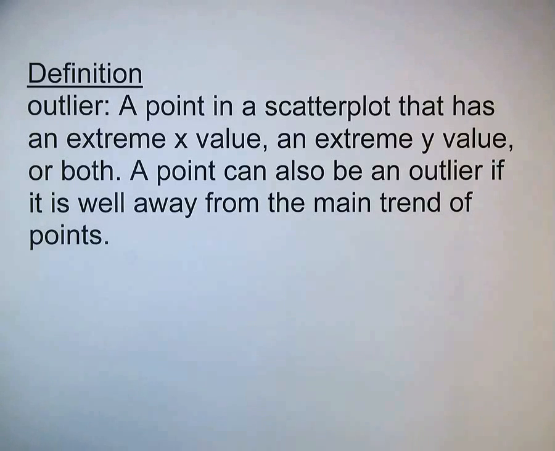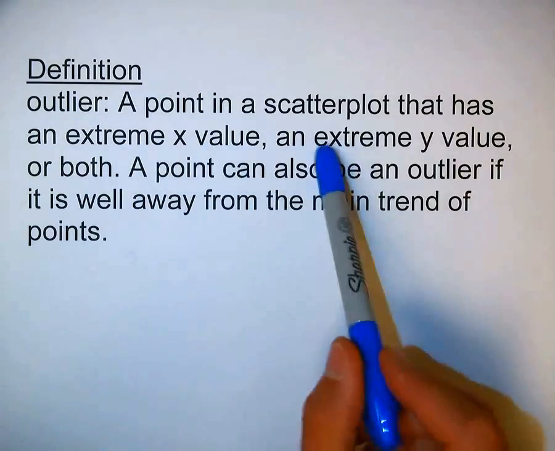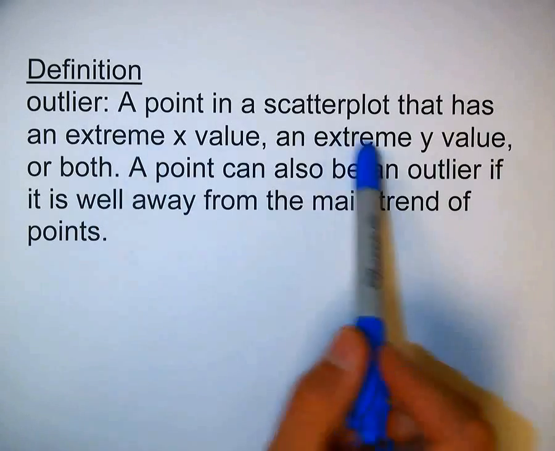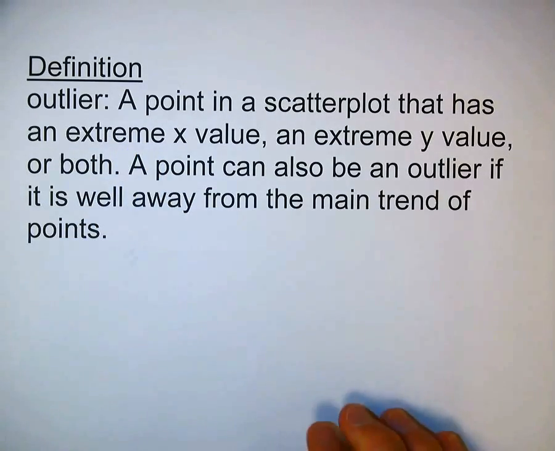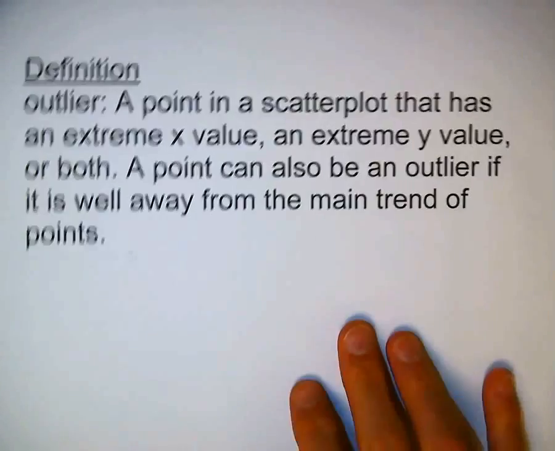So an outlier is a point in a scatter plot that has an extreme x value, an extreme y value, or both. And then a point can also be an outlier if it's well away from the main trend of the points. Okay, so there's kind of four different ways. You can either have an extreme x, an extreme y, or both. And then also, it's possible that it's not an extreme value, but if it's so far away from the rest of the points, or the main trend of the points, we can still consider it an outlier.